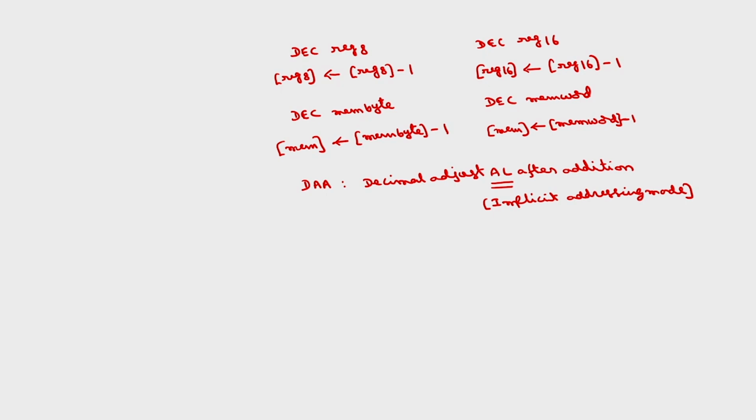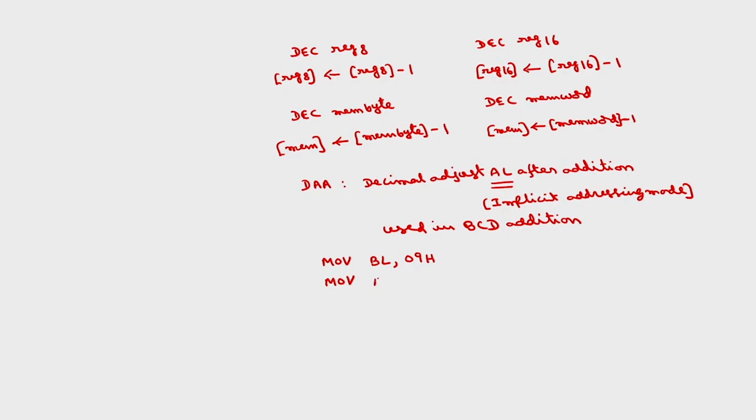We know that after the addition, if we want to perform BCD addition, this instruction will be used. In BCD additions, if I take, for example, two BCD numbers, MOV BL, 09. Even though I give this BCD number, the microprocessor will assume that this is hexadecimal. But the ordinary layman knows that this is only decimal 9. Then MOV AL, 05H, and ADD AL, BL. The contents of BL will be added with the contents of AL and the result is stored back in AL.